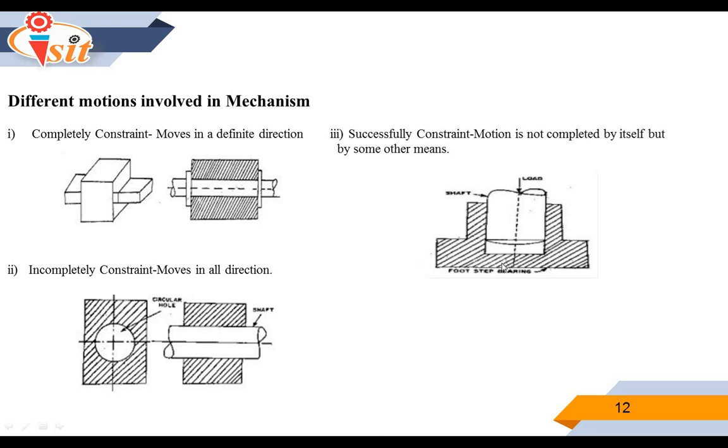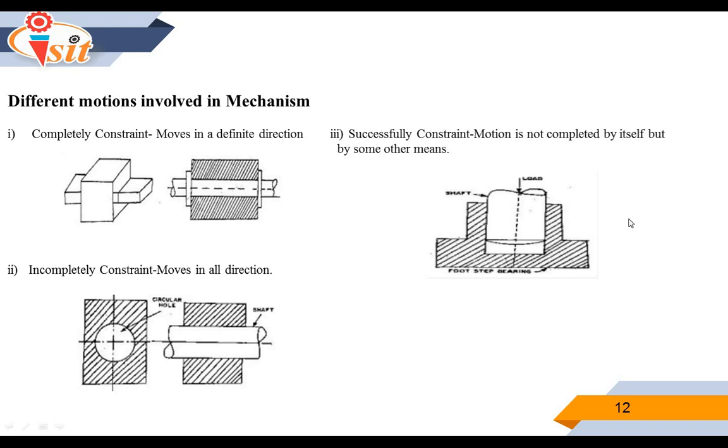And last is successfully constrained motion. So in successfully constrained motion, the motion is not completed by itself, but by some other means. So when the motion between the elements forming a pair is such that the constrained motion is not completed by itself, but by some other means, then the motion is said to be a successfully constrained motion. So the examples of successfully constrained motions are a shaft in a footstep bearing, again the motion of IC engine valves. So these are the examples of successfully constrained motion.